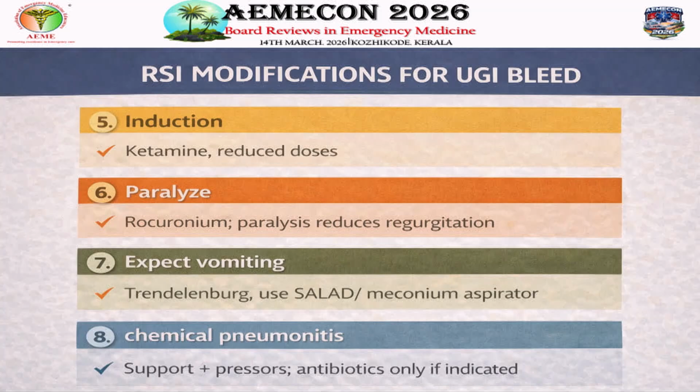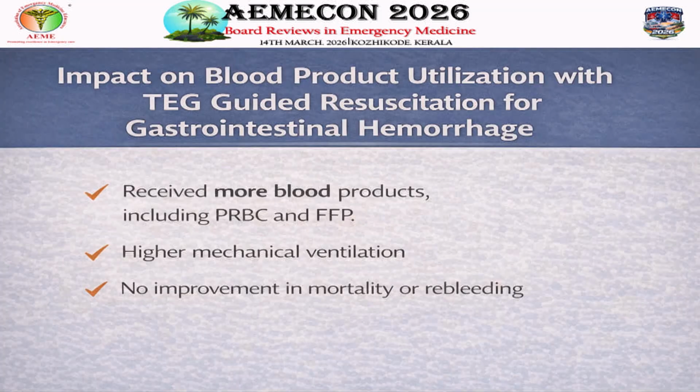Coming to paralysis, succinylcholine if you give, that will relax the lower esophageal sphincter and more risk of aspiration. So it's better to give rocuronium. Then, if you are expecting vomiting, Trendelenburg position or 45 degrees head end elevation. And after that, patient will be having aspiration, so give antibiotics if you are suspecting any chemical pneumonitis, right? Now they have airway secured, right? So we can focus on what is bleeding.